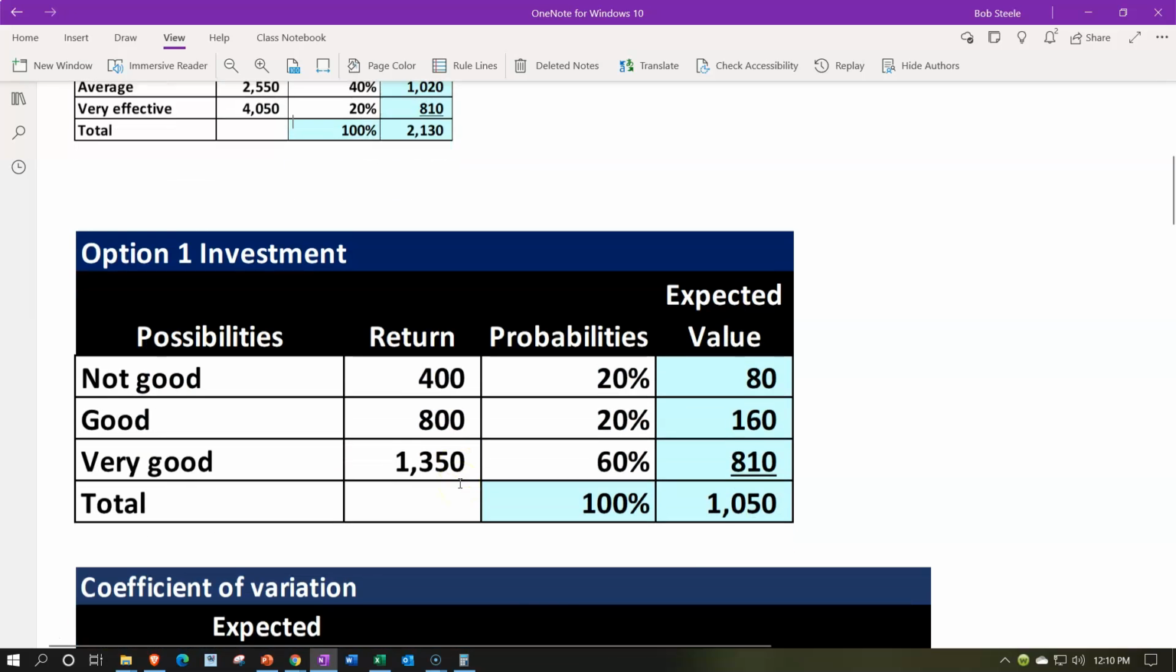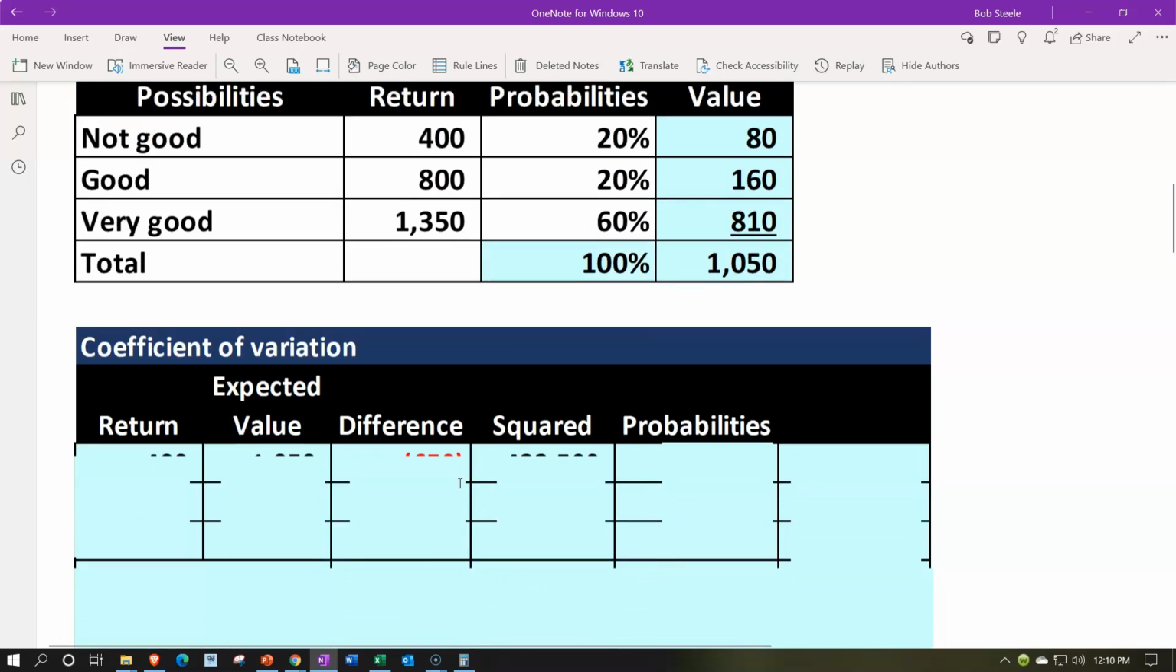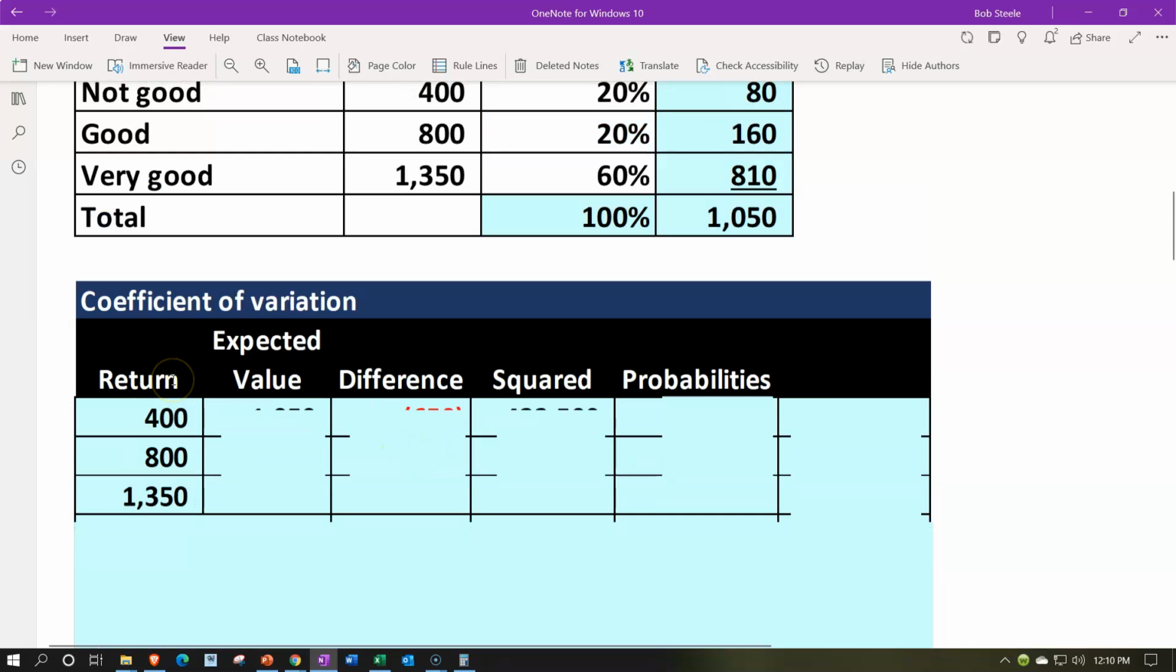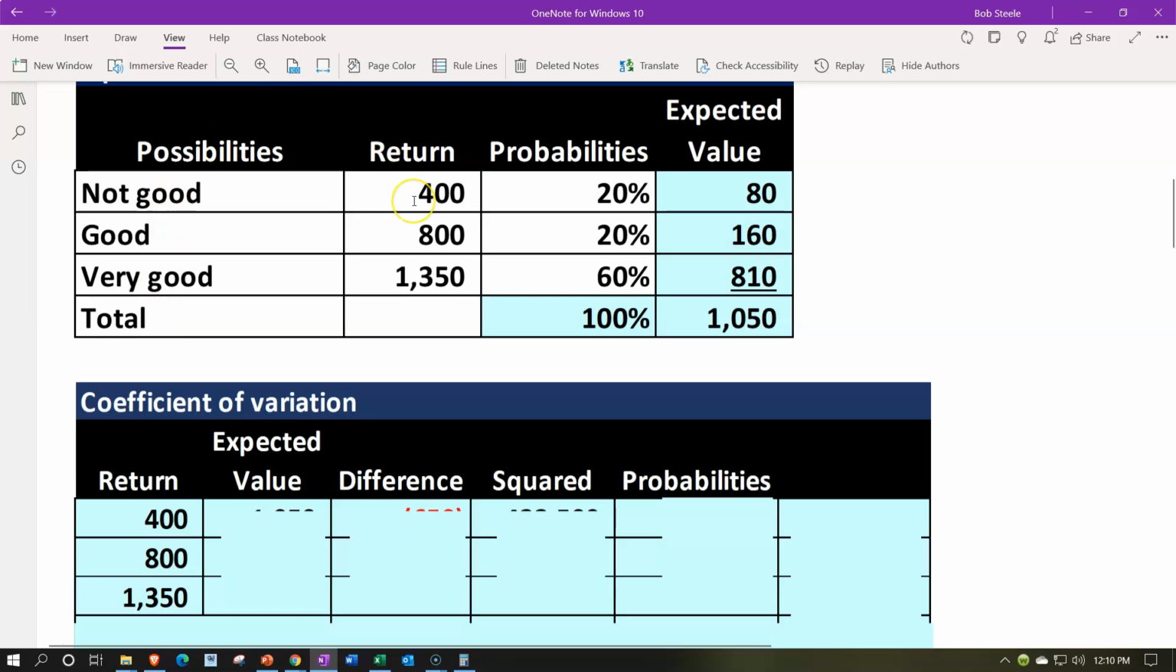So let's break that down a little bit further then. We're going to take this down a different way here. We're going to say the returns on this first investment. We're back to the first investment now, the 400, the 800, the 1,350. We're looking at the expected value, which is basically the average, and comparing that out now. That's the expected value of the 1,050. And we'll take that all the way down.